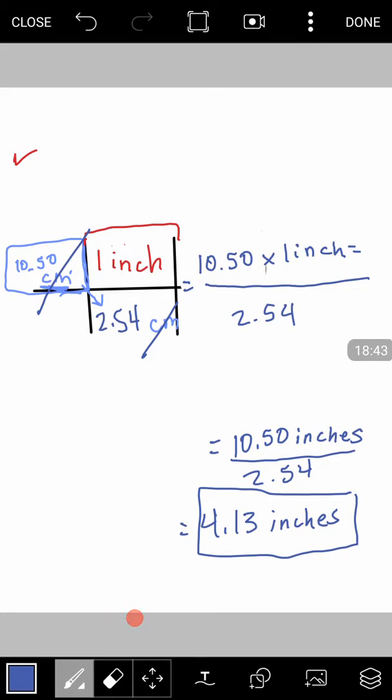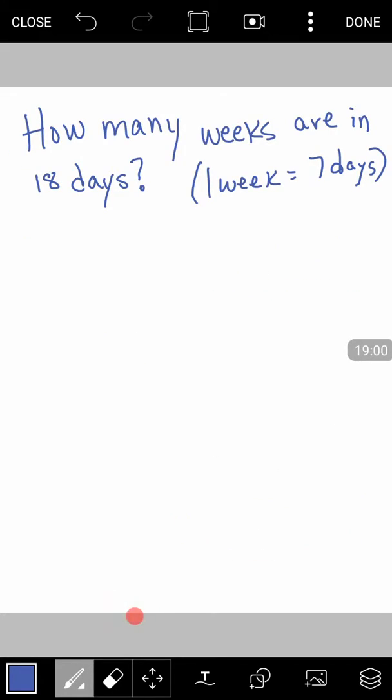So let's speed through one quick problem using the same steps, just so you can see how the steps are used. And it's going to be a lot quicker. I'm not going to refer back to the steps over and over. You can just rewind or pause the video as you see fit. So here's the question I'm going to answer very quickly using dimensional analysis. How many weeks are in 18 days? And we all know that 1 week equals 7 days.